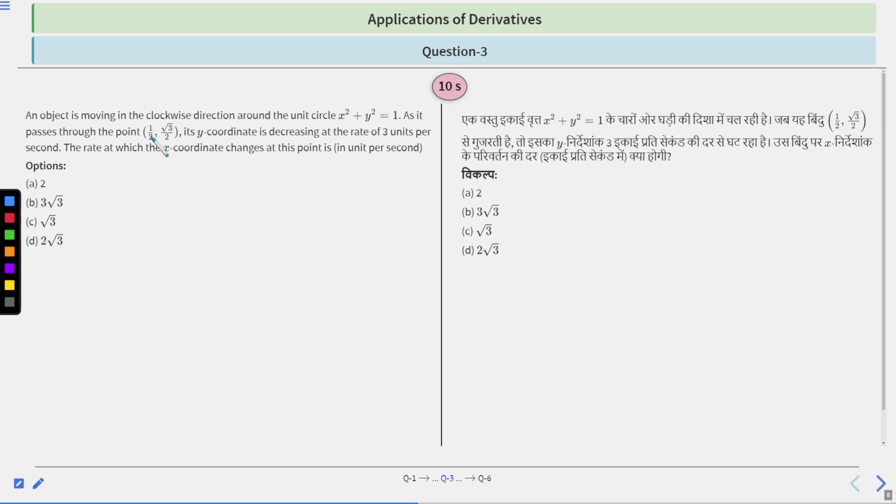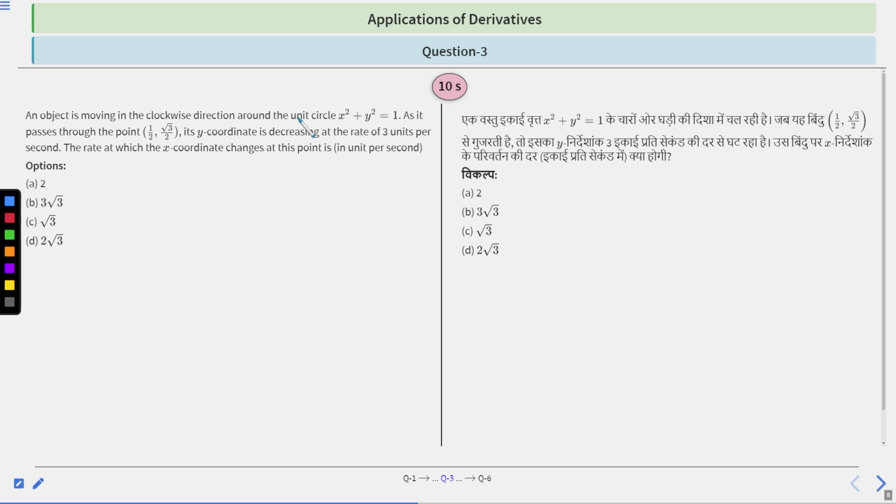Question number 3, which says an object is moving in clockwise direction around a unit circle x square plus y square equal to 1. As it passes through the point (1/2, root 3 by 2), its y coordinate is decreasing at the rate of 3 units per second. What is the rate at which the x coordinate changes at this point? See, the hint of this question is that x and y are related as this equation of a circle. Clear? That's why it is moving clockwise around the unit circle.